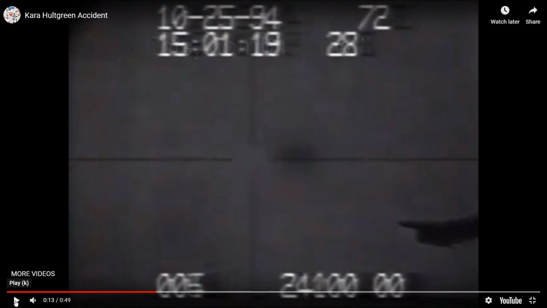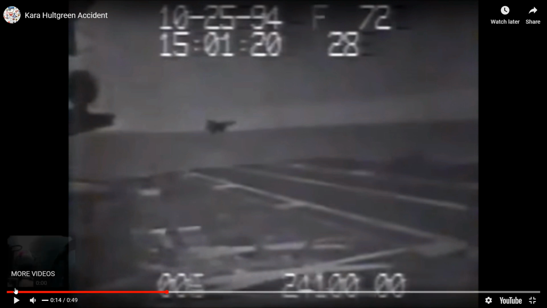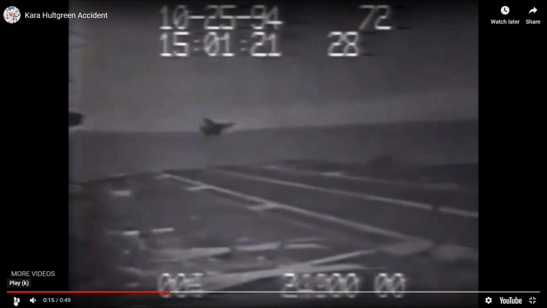And annoyingly, it kind of cuts like there. So hard. You're out of LSO cam there, and back onto the superstructure camera. She's now stalling to the left. And we're real close. Look how close we are to the edge of the carrier there.